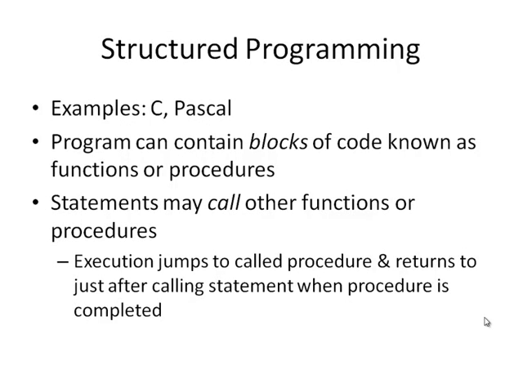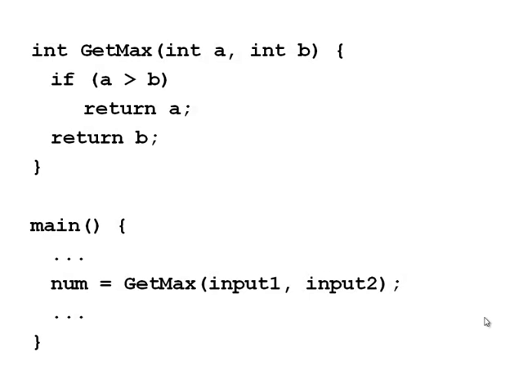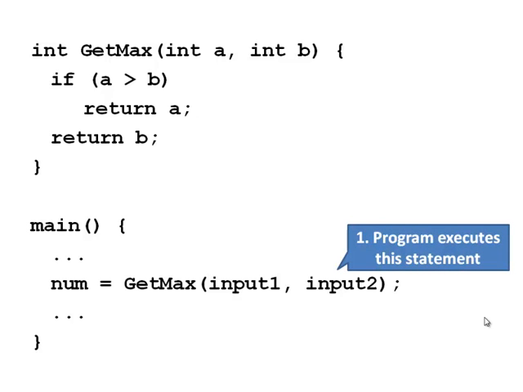So structured programming first. A program can contain blocks of code known as functions or procedures. Statements may call other functions or procedures. So when we have a function call, the program jumps to the procedure, and then after it's finished it returns to where it was called from. So for example, this is a C or C++ example. The main program runs until it reaches this point. So we start at main. We have a number of lines of code, and then we get to this one where we're calling the getMax function. So the program executes this statement saying getMax input1 and input2.